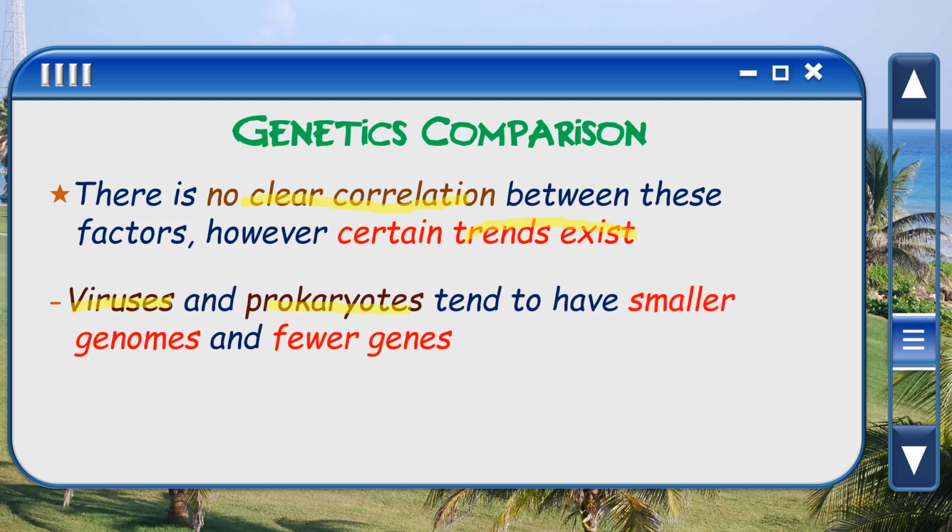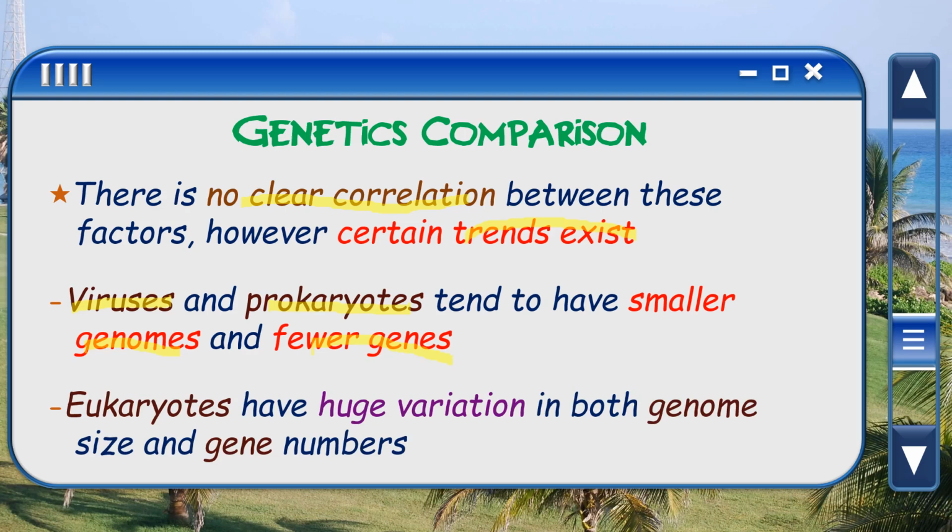Viruses and prokaryotes. Prokaryotes are organisms which don't have a nuclear membrane. They tend to have smaller genomes and fewer genes. Those are the viruses and the prokaryotes. Then the eukaryotes. Eukaryotes are organisms that have a nuclear membrane or membrane-bound organelles. They tend to have a huge variation in both genome size and gene number.